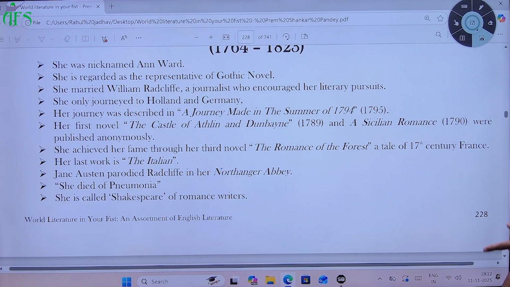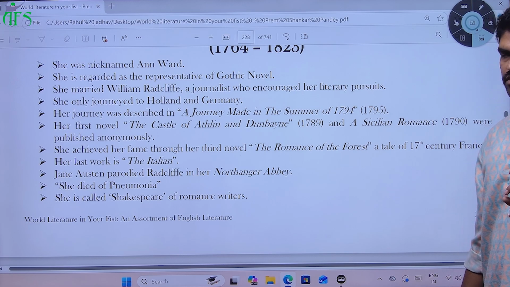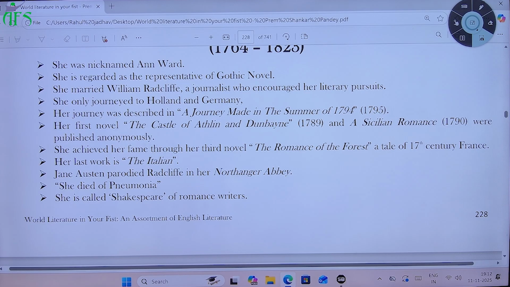Her first novels, The Castle of Athlin and Dunbayne and A Sicilian Romance, were published anonymously. So her first two novels were published anonymously, and she achieved her fame through the third novel, The Romance of the Forest, a tale of 17th century France. The Romance of the Forest, exactly.